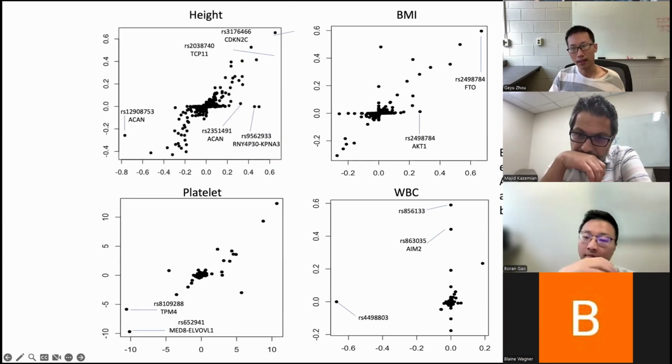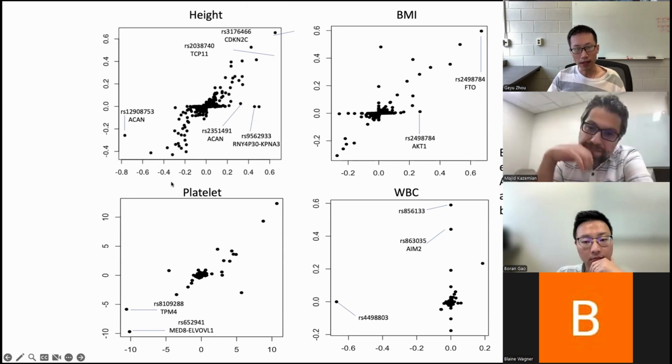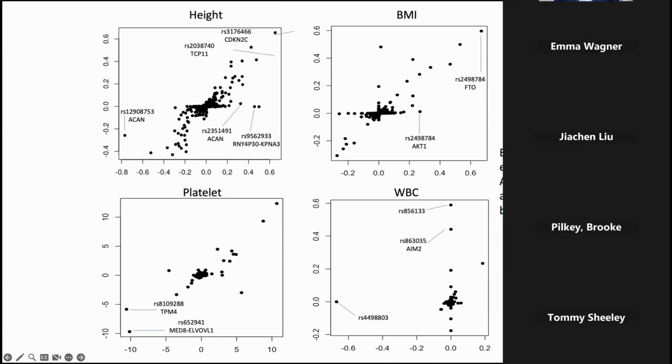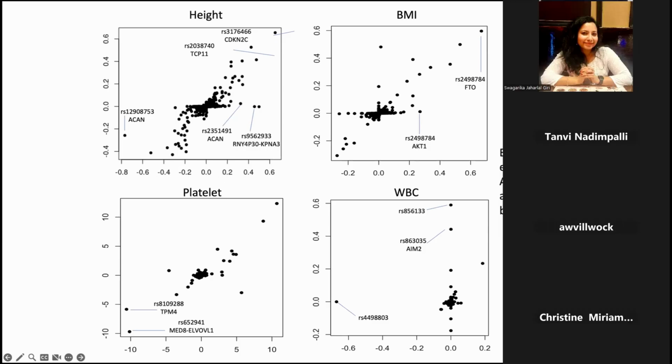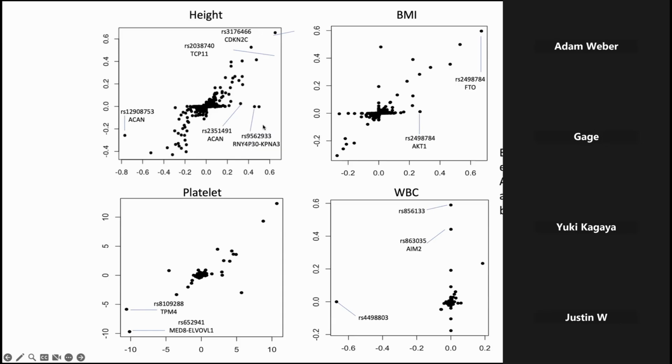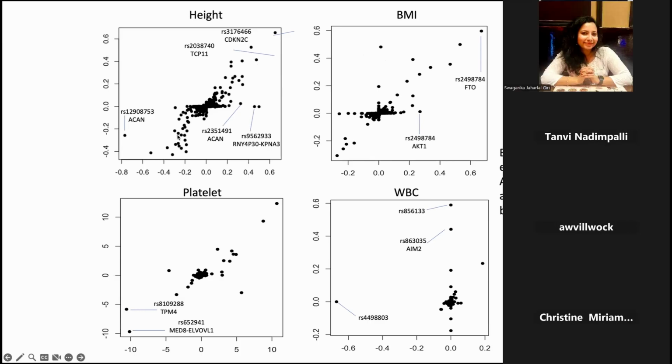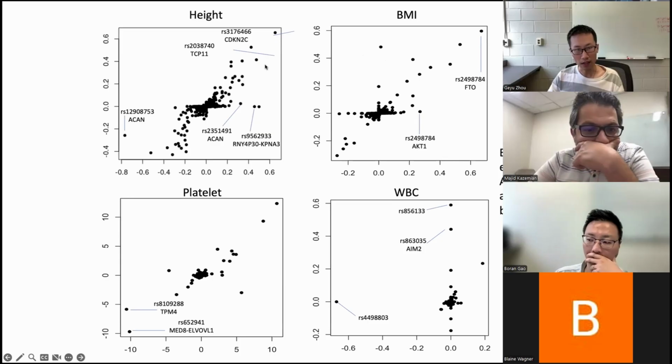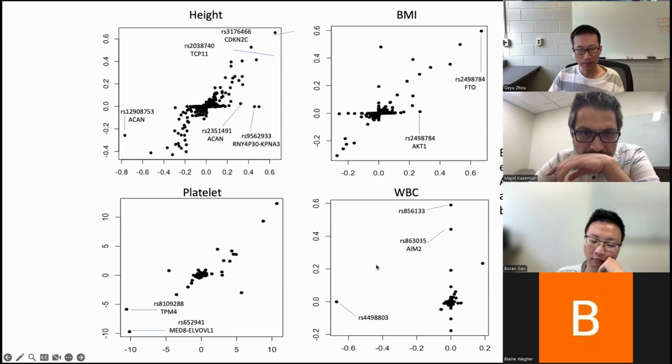We further look at how our prediction model looks. We plot the estimated genetic effects of the African ancestry on the x-axis and the European ancestry on the y-axis. And you can see that for different traits, the genetic architecture is really different. For height, BMI, or platelets, there are lots of shared genetic effects. They are correlated, most of them shared between the European and African ancestry. But for the white blood cells, there are many strong ancestry-specific effects.